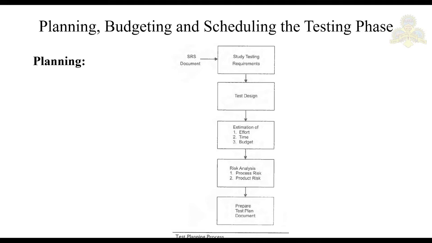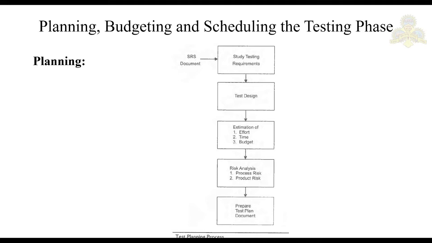The fourth stage here is the risk analysis. It may be process risk or product risk, so you have to analyze it. For example, if a person who is working in your testing team leaves in between the project, what will happen? This is one kind of risk, right? So how do you accommodate this risk? That has to be done here.